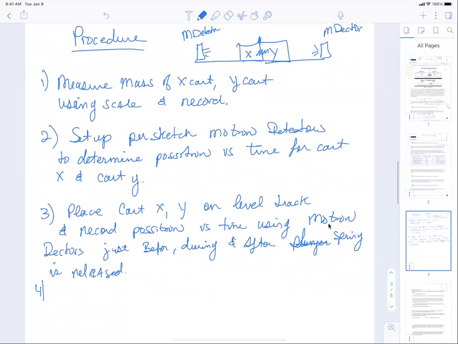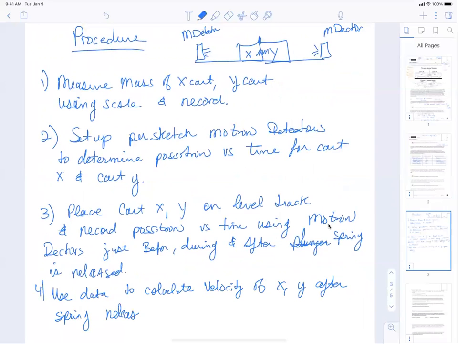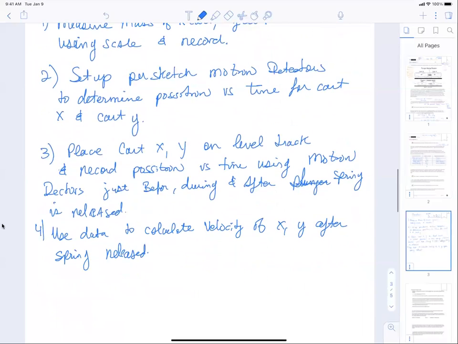Four, use data to calculate velocities of X and Y after spring released. This is a point right here. Number 5 is 1 point.